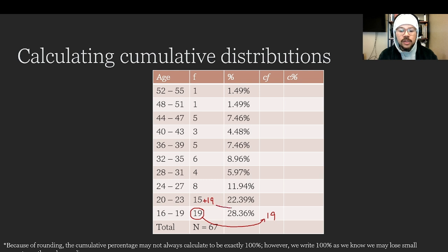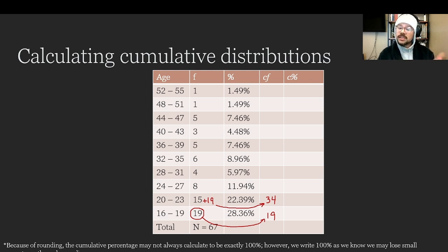We're going to do the math here, and we're going to include that in this next empty cell. Okay, so 15 plus 19 is 34.